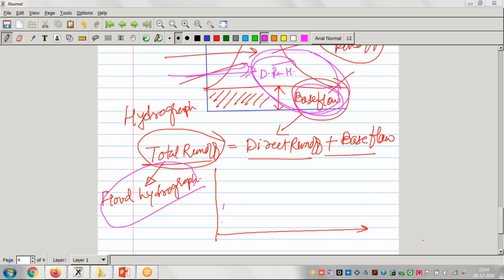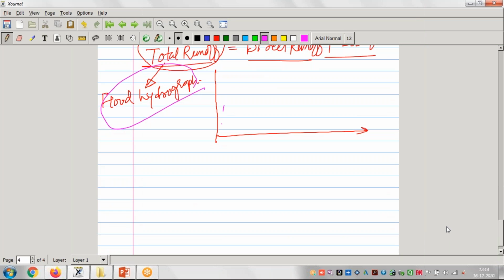So here I can write: the flood hydrograph is the result of total runoff.